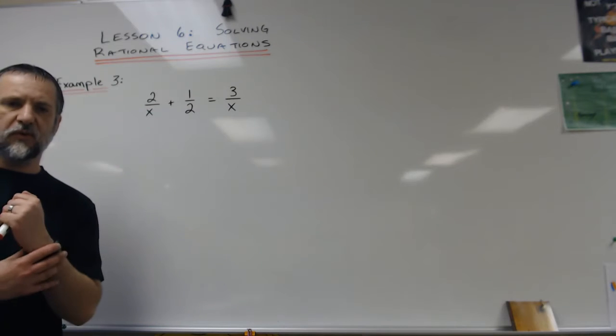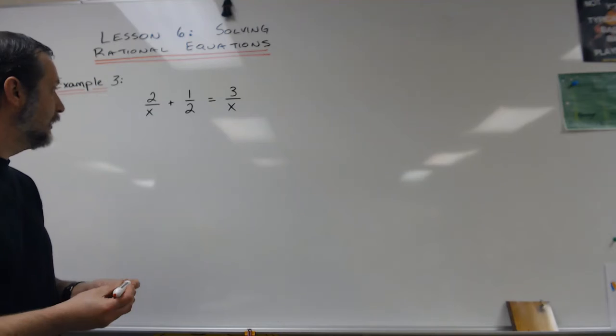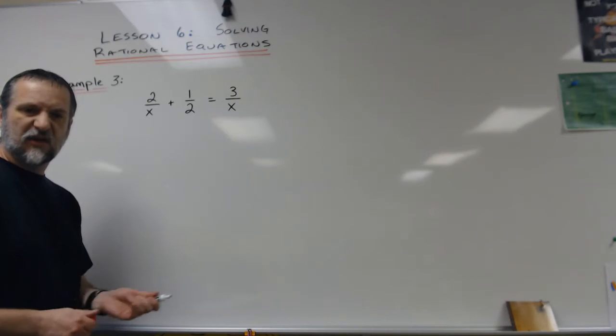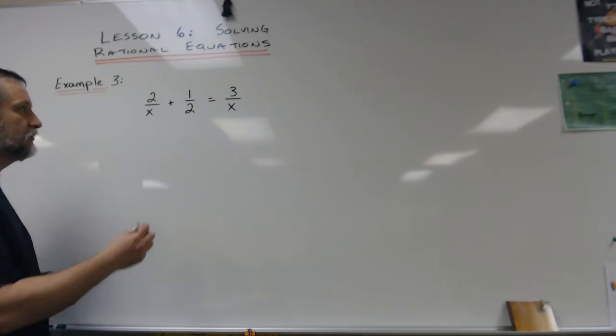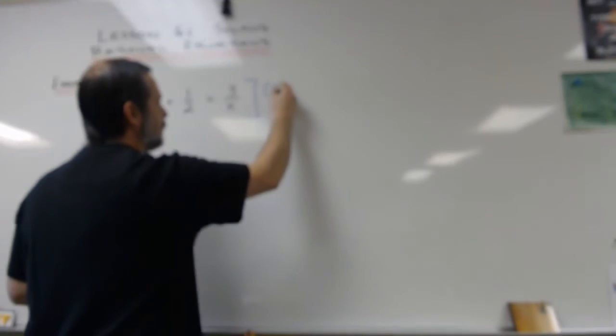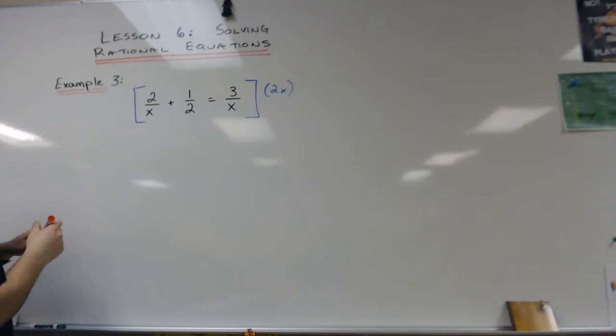Okay, so example 3, again, should be fairly straightforward. I'm going to go through this relatively quick, I hope. So 2 over x plus 1 over 2 equals 3 over x. It's already factored as low as it goes. Lowest common denominator, 2, there's an x, so 2x.